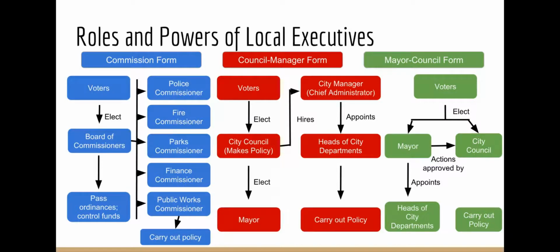So the voters are going to elect not only the mayor, but the city council. The mayor's actions are going to be approved by the city council. The mayor will also appoint various department heads who then will carry out policy.